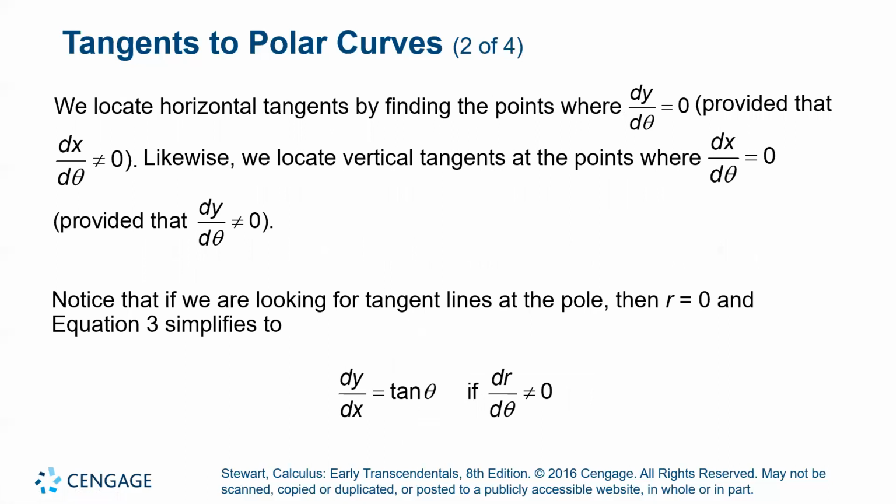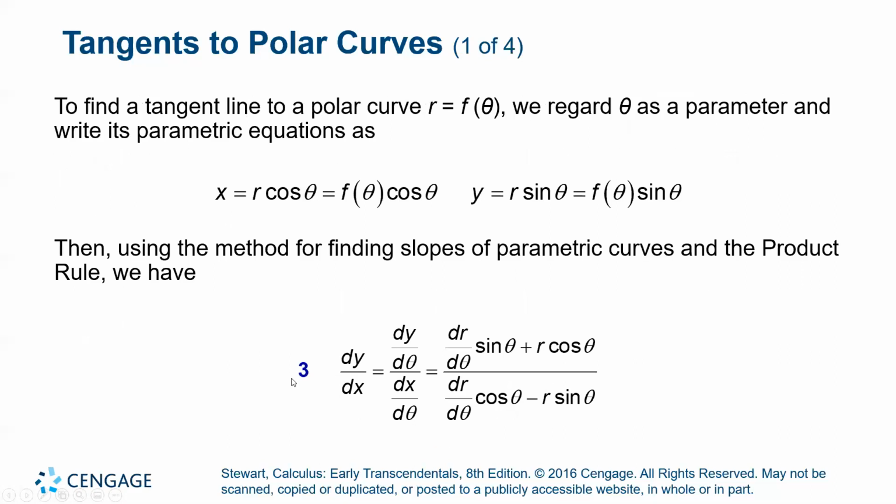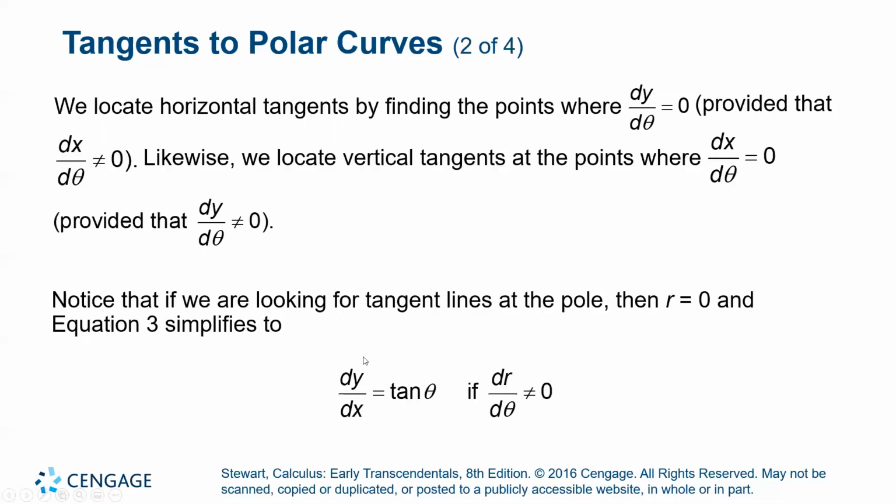So how do we find tangents if we know the derivative? Technically we have two types of tangents. We have horizontal tangents that come from the derivative of y being 0, and then we have vertical tangents which come from the derivative of x being 0. And then if we're looking for a tangent line at the pole itself, which as a reminder is the origin, then r has to be 0 or you wouldn't be at the pole. And so equation 3, the equation for the derivative, simplifies down to just tangent theta.